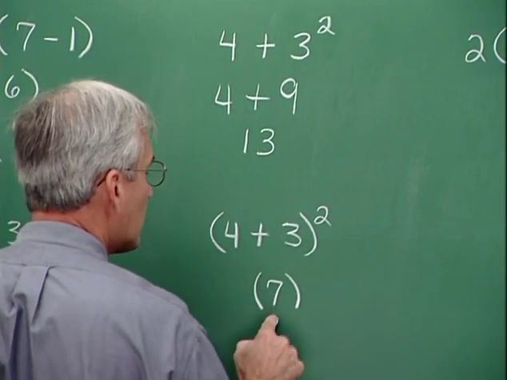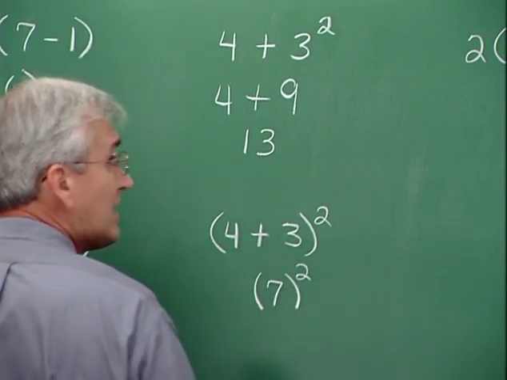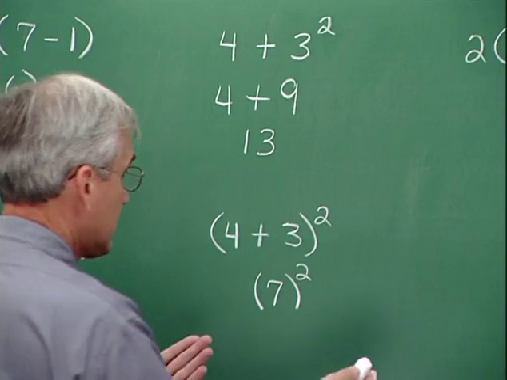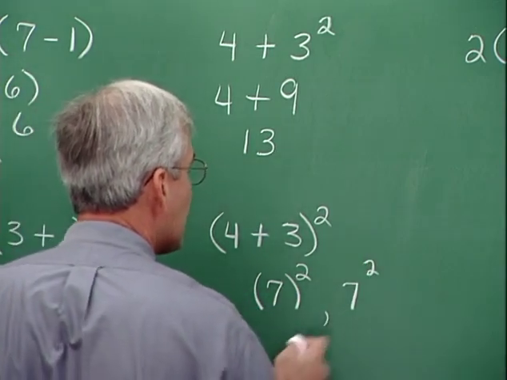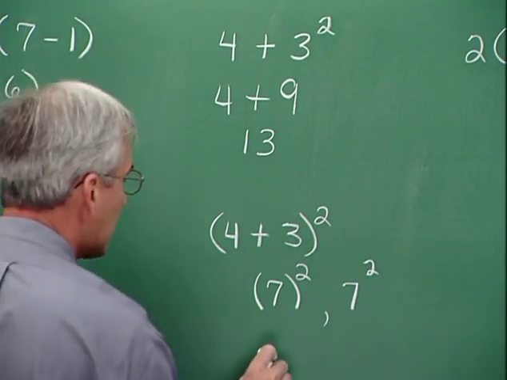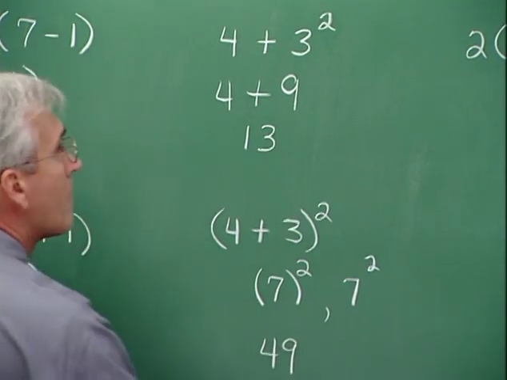If there's only one term within the parenthesis, it means the same thing whether you keep the parenthesis or not. 7 squared written like this and 7 squared written like this mean exactly the same thing. Either way you cook it, we're going to get 49.